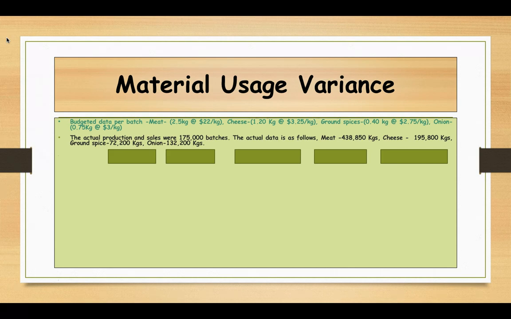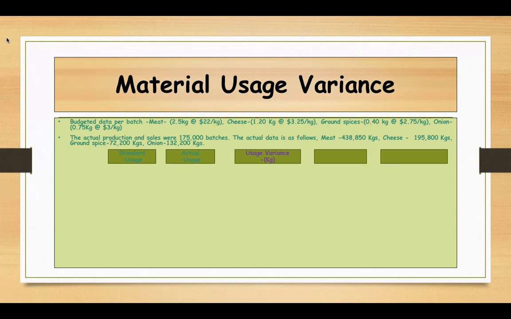First of all, we'll see how to calculate the usage variance. We need to see the standard usage. Standard usage will tell us how much we should have used. And then we are going to compare the standard usage with the actual usage. So when you compare the standard usage with the actual usage, you will get the usage variance in kilograms.